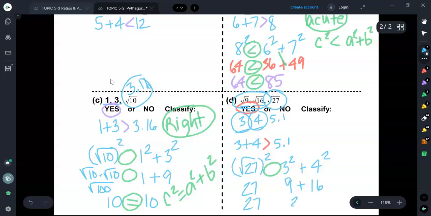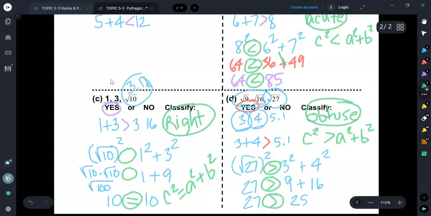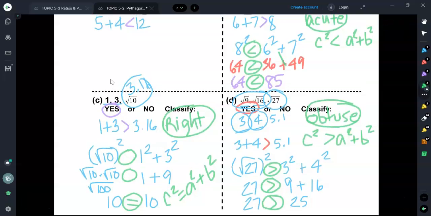27 comes down, and that's 25. So now what I have is that c squared is larger than a squared plus b squared, so this is actually an obtuse triangle, because c squared is larger than a squared plus b squared. And this is how you use the converse of the Pythagorean theorem.